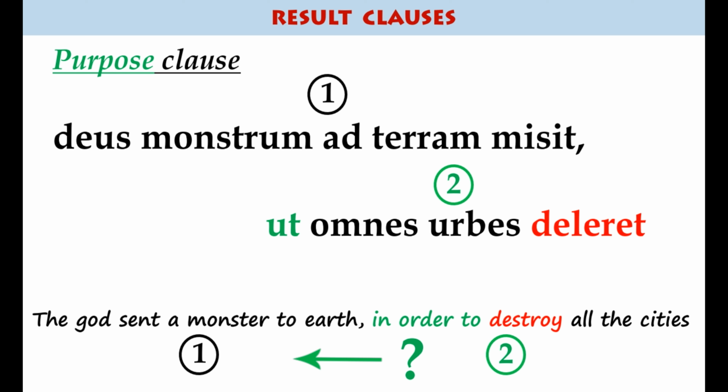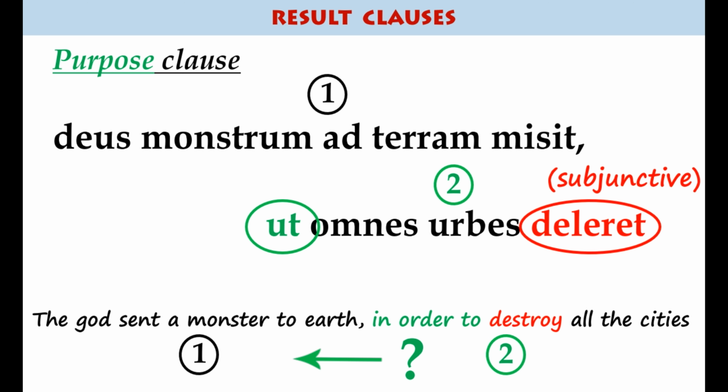And this second part, the purpose clause itself, if you like, is always introduced by the word ut, plus, at the end of the sentence, deleret, which is a subjunctive, and we'll come on to that later very briefly. So if you see ut plus a subjunctive, then you generally think, it must be a purpose clause.